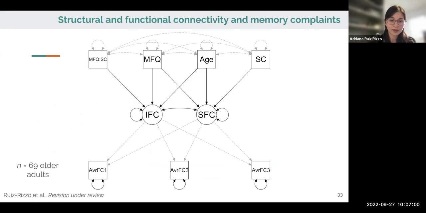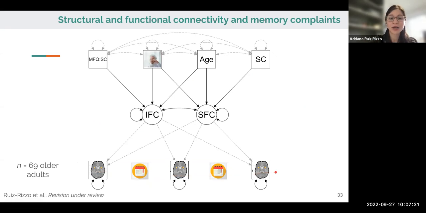We did so in this latent growth curve model. This might seem a bit abstract, so I'm going to try to walk you through it. This was a study conducted in 69 older adults, also at the Connect lab. Functional connectivity was measured over 3 years, every 18 months, so that's why we have 3 measurements here.